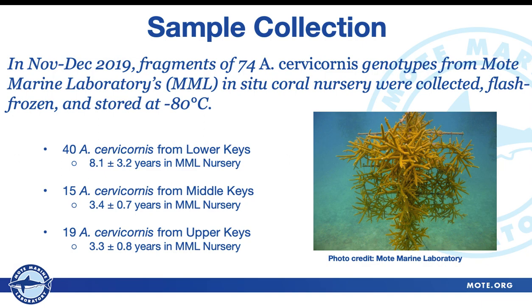Between November and December 2019, we collected 74 staghorn coral genotypes from Mote's in situ nursery. We had 40 genotypes that originated from the lower Keys and resided in Mote's nursery for about 8 years. We had 15 that originated from the middle Keys and resided in Mote's nursery for about 3 years, and 19 from the upper Keys that resided in Mote's nursery for, again, about 3 years.